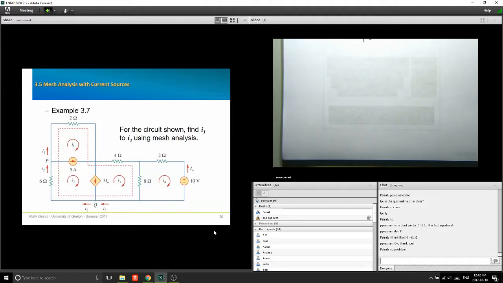So now I'm going to have a really big super mesh. Okay? Because I have to have a big mesh where I'm not going through a current source. So this dotted red line shows you my big super mesh. And I'm going to have to write a big KVL there.